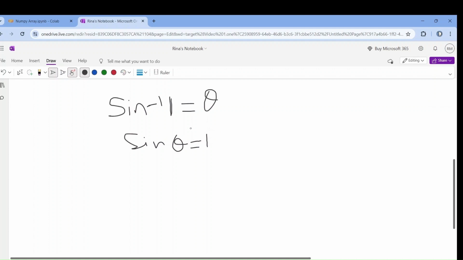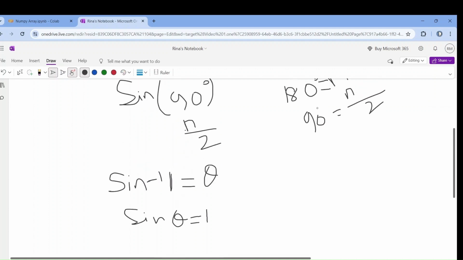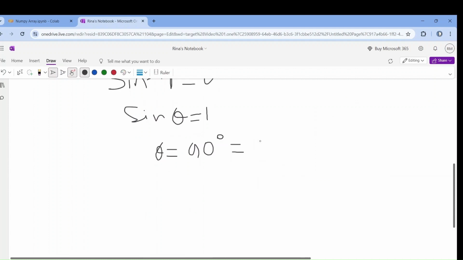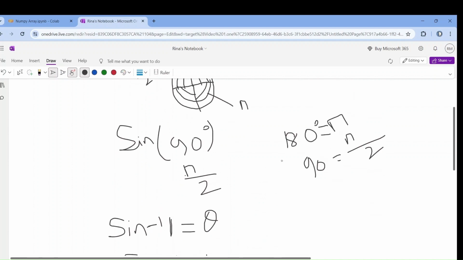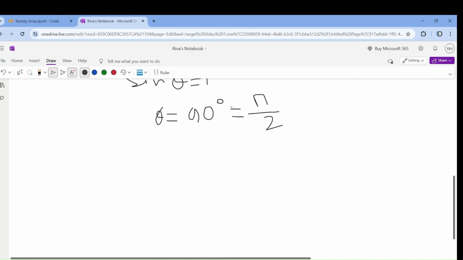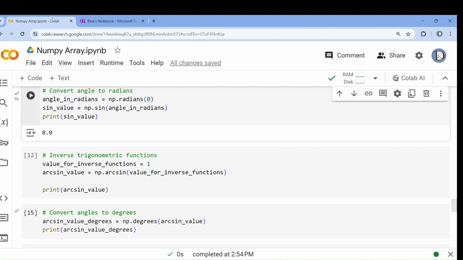For which value of theta is it equal to 1? We have just seen also, but you should know also that this is 90 degrees. So theta means simply 90 degrees. Now if we convert it into radians, this will be pi by 2. I told you here, this one 90 degree angle, pi by 2. So this is the radian value. Now what is the value of pi? 3.14. We all know these things. Now divided by 2, we get 1.57. Fine. Let me run this one.